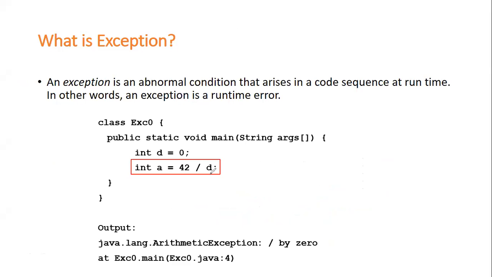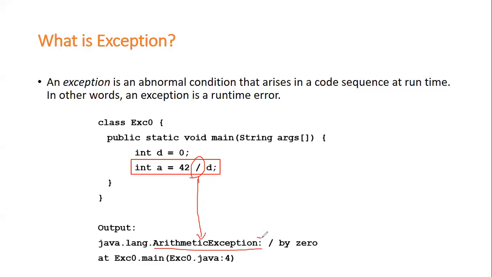So as you know, this statement, 42 divided by 0, is throwing an exception. What type of exception is it trying to throw? It is trying to throw an arithmetic exception. Why is it throwing an arithmetic exception? Here I'm trying to perform a division operation. Division is an arithmetic operation, so it throws an exception called arithmetic exception.